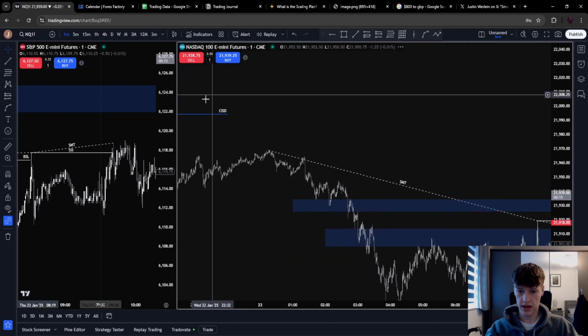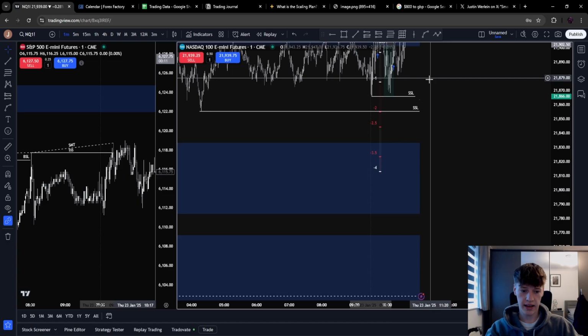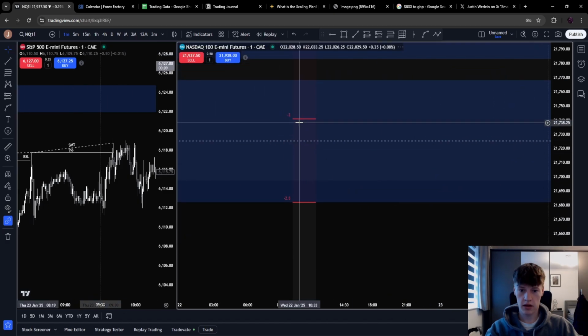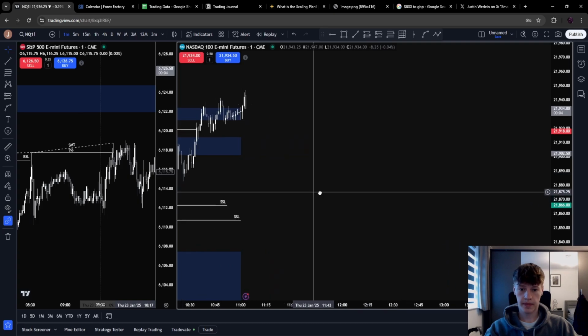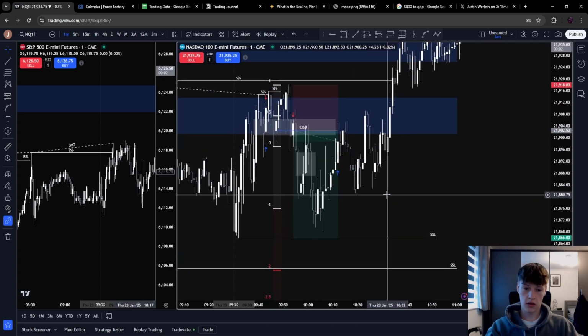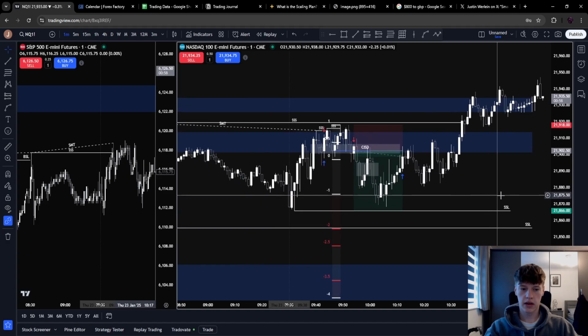SMT up here. Daily imbalance being the draw along with the 1 hour standard deviation thing. So I was bearish, and I think that was correct. That was the right thing to be looking for. I couldn't have been bullish today, I don't think.